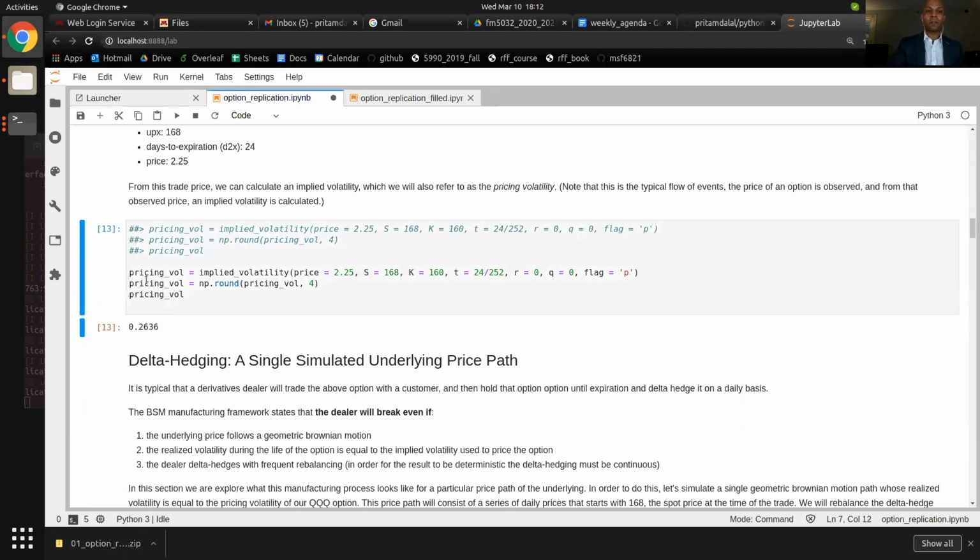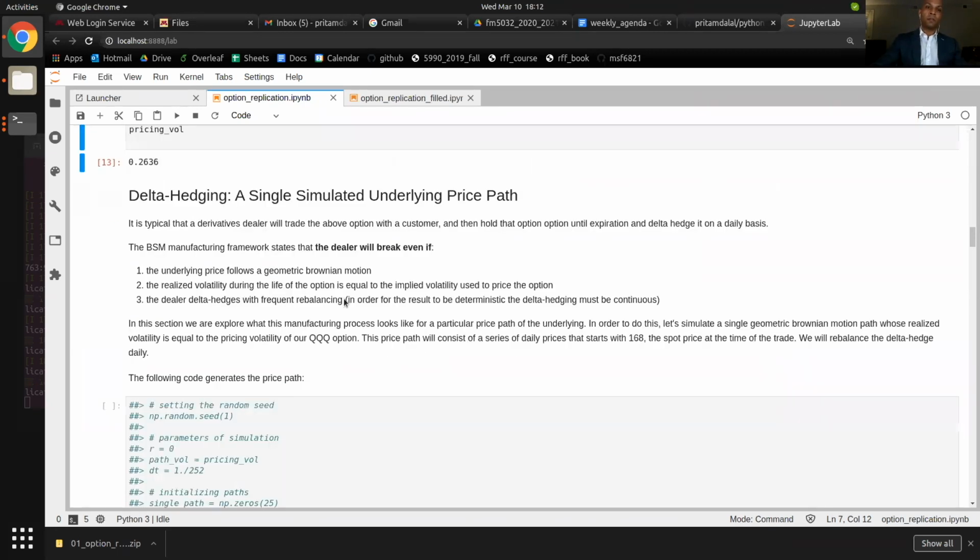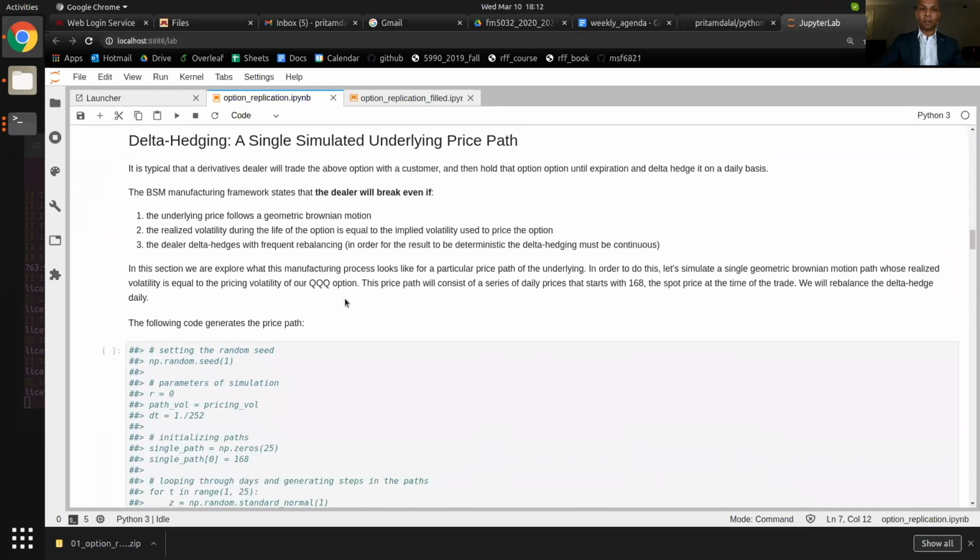Cool. So that's our pricing vol. This is the volatility we're going to use when we generate our simulated paths. Let's simulate a single underlying price path and delta hedge along that path and see what exactly that means.